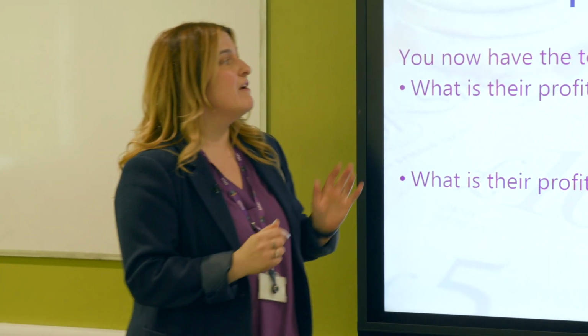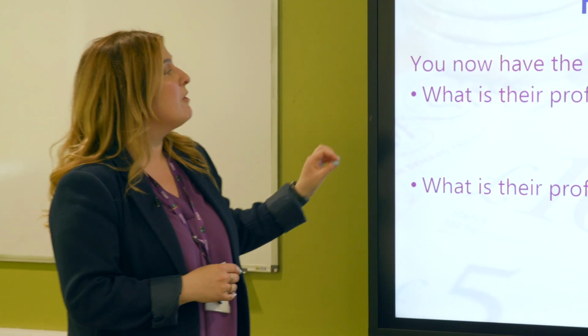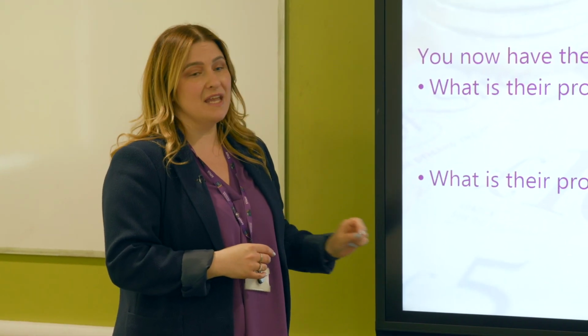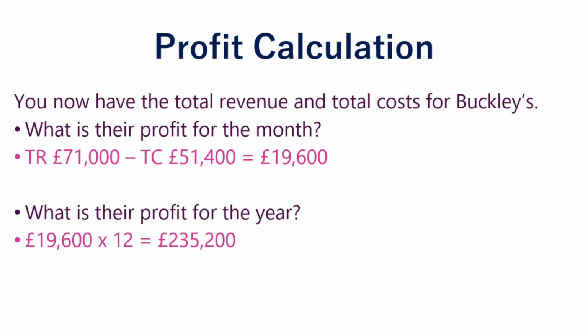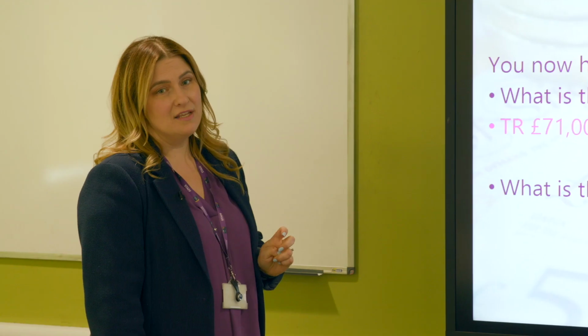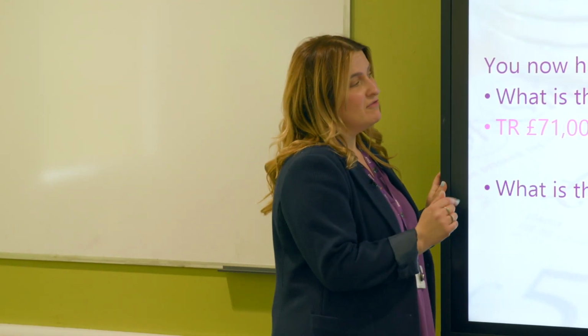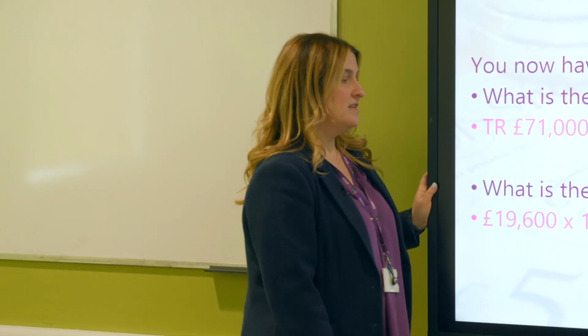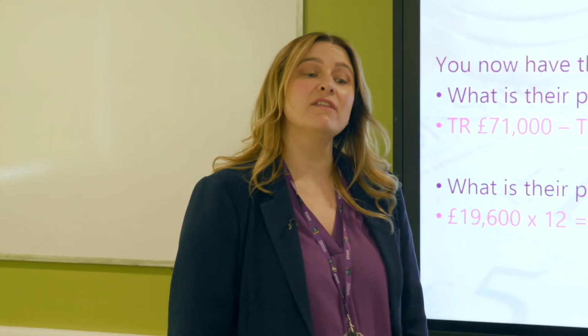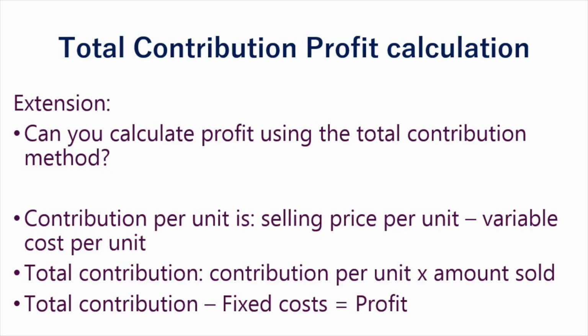Okay, so now we've got the total revenue and total cost for Buckley's. I now want you to work out their monthly profit and their yearly profit. So how do we turn it from profit for the month into the year then, Hamad? Times it by 12. There we go, thank you. Okay, so profit for the month, as we've got, is 19,600. Sounds quite good. We're in the wrong business. Let's go do some baking. And obviously their profit for the year, we're going to times that by 12. And that's going to take us to 235,200. Well done.